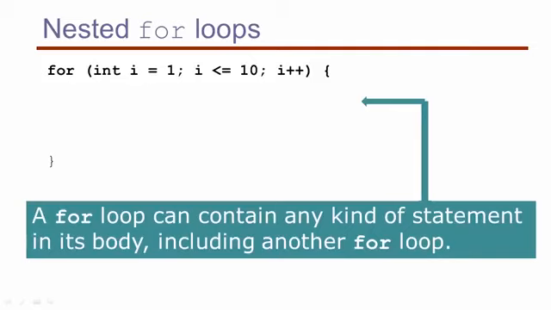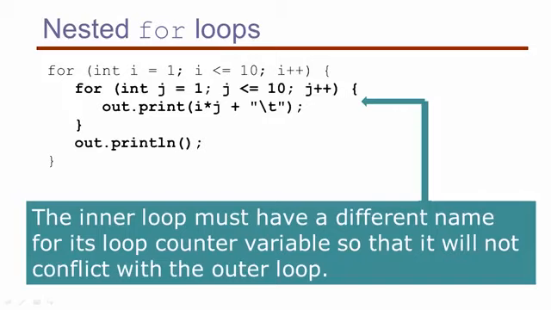Now, when we add code to the body of this loop, we can add any kind of statement we wish. It could be conditional statements, method calls, or more interesting to us right now, it could be another for loop. If we add a for loop inside another for loop, we need to use a different variable for the loop counter. Otherwise, the loops would interfere with one another.